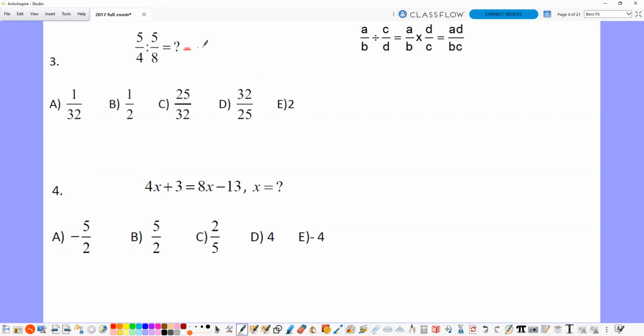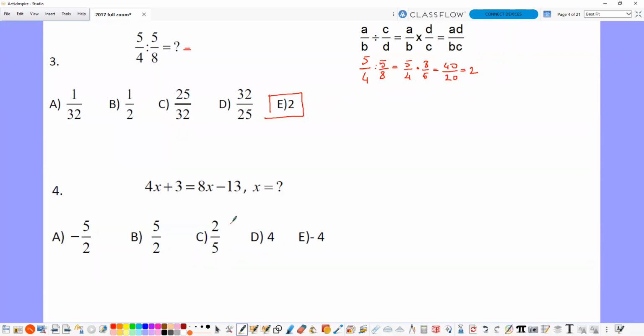With respect to that one, I can write here 5 over 4 divided by 5 over 8, then it's going to be equal to 5 over 4 times 8 over 5. So 5 and 5, if you simplify here, or we can do like this, 8 times 5 it's equal to 40, 4 times 5 it's going to be equal to 20, 40 divided by 20, you know that's equal to 2. So the answer is going to be equal to 2.